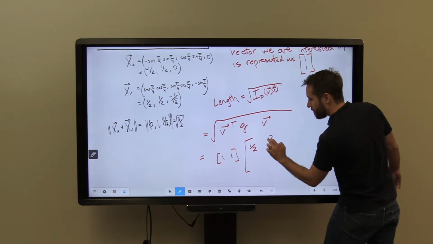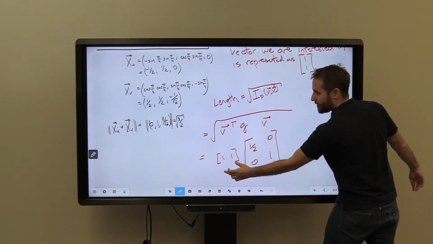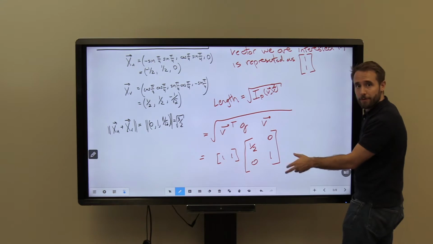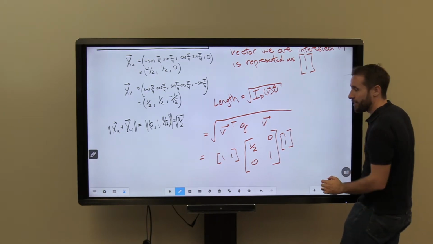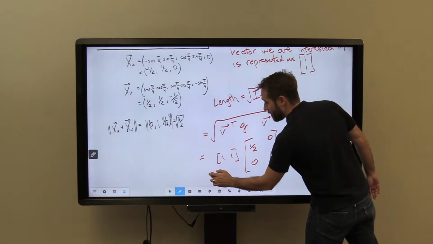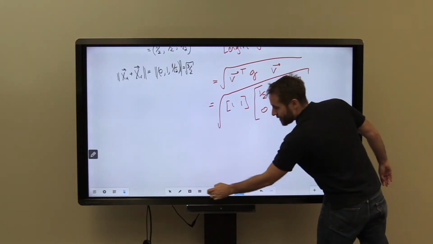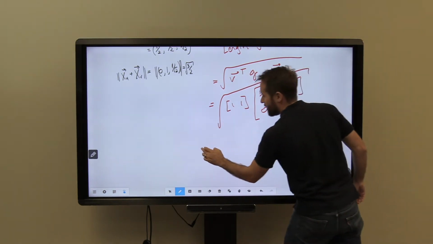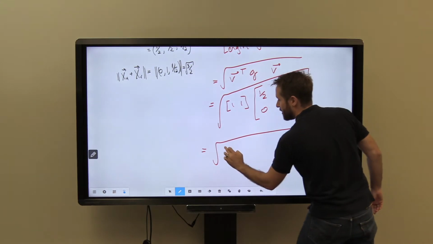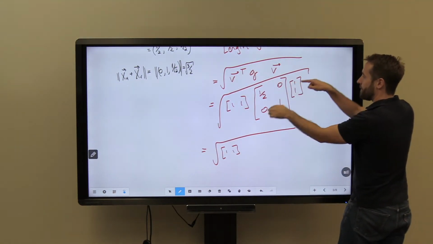1/2, 0, 0, and then 1. So we have v transpose times this first fundamental form at the point pi over 4 times our original column vector here. And then we're taking the square root of all of that. All right, so now it just becomes a matrix computation. And if I multiply all of this out, this would be the square root of, I'll keep my 1, 1 here. This will become 1/2 and then 1.